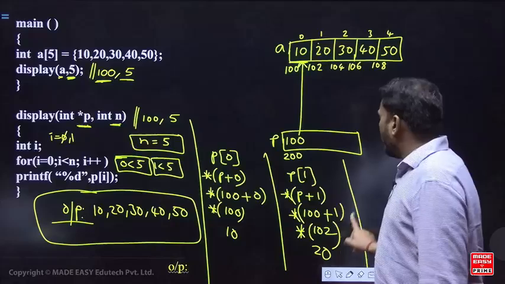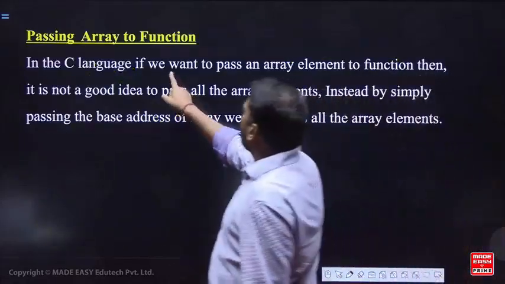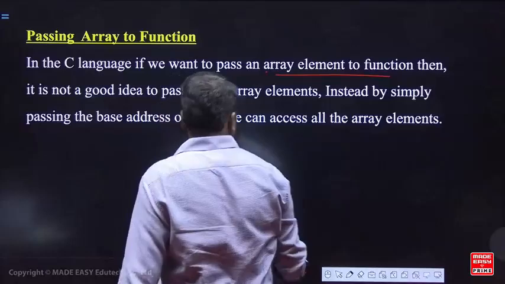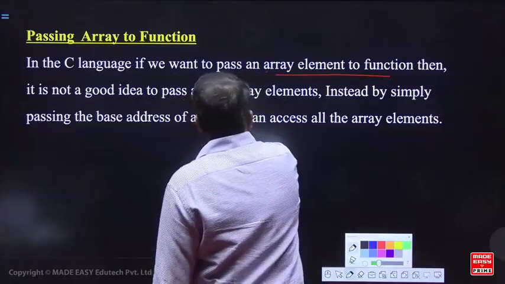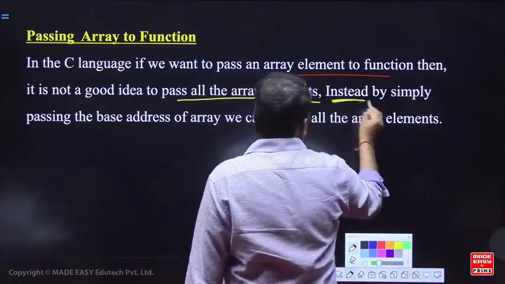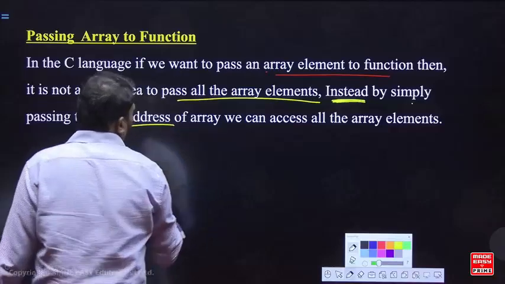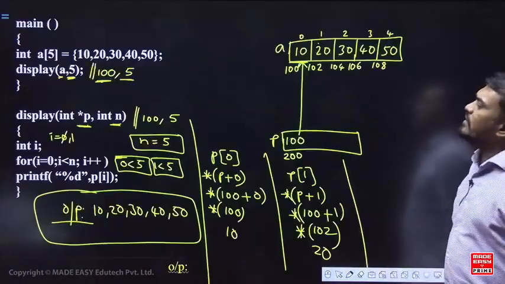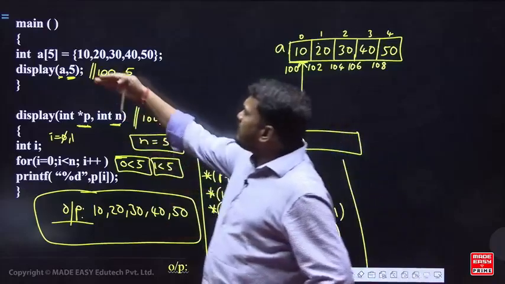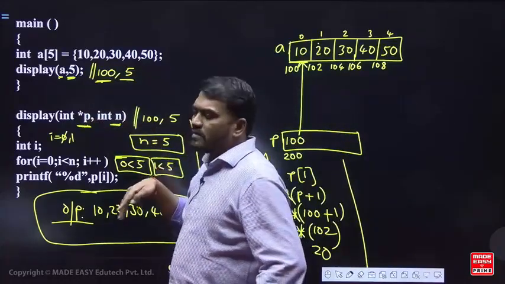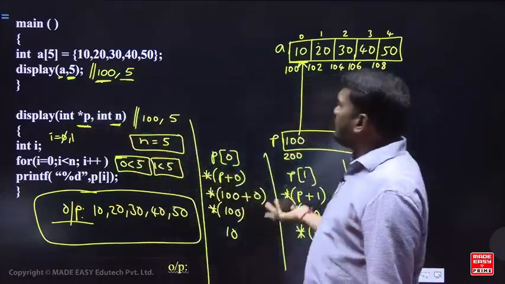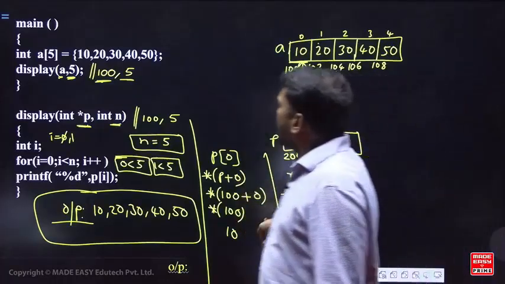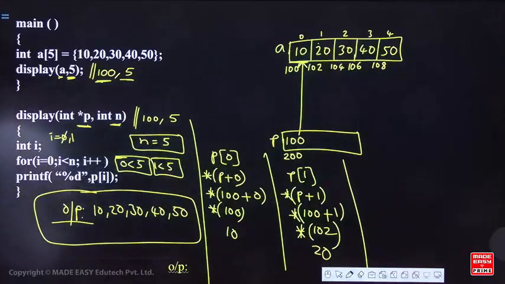Is that clear? Look here, what is it saying? In the C language, if you want to pass all the array elements to a function, it is not a good idea to pass all of them. Instead, by simply passing the base address, we can access all the array elements. That is what we are doing here. In the display function, you are passing only the base address, and by simply passing it, you are printing all the array elements. Is this clear? If anybody wants to copy, you can copy that.